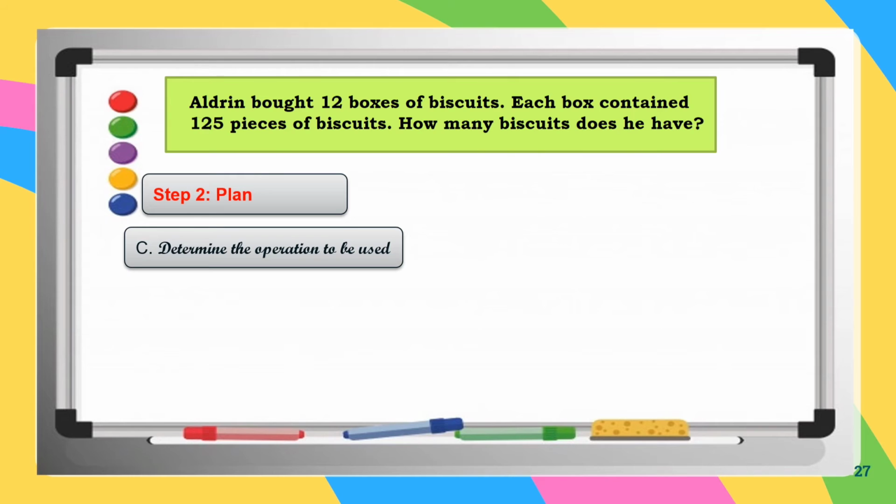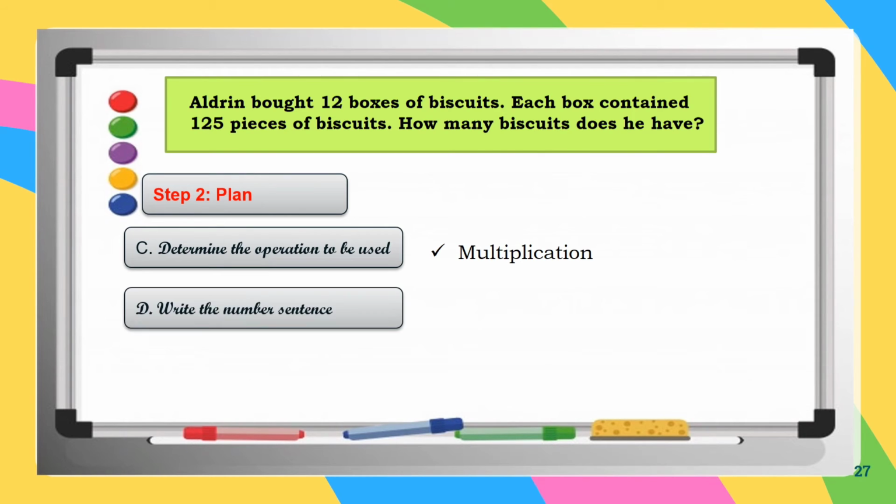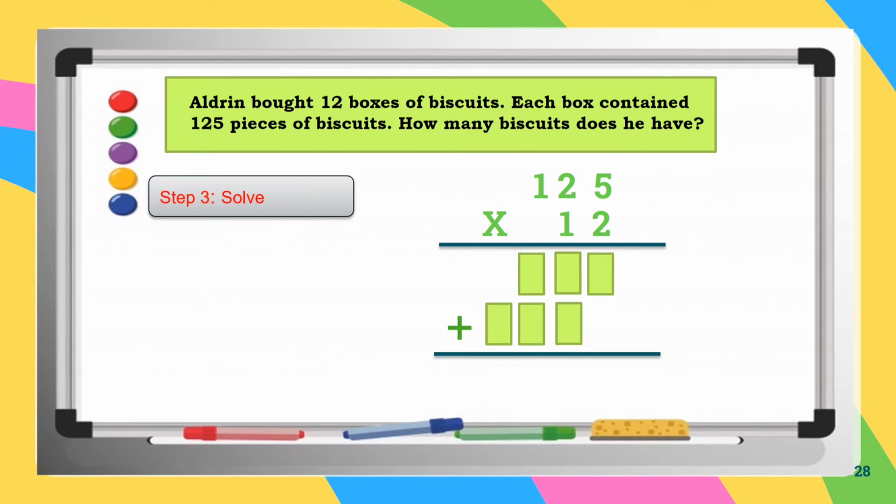Next is to plan. Determine the operation to be used. The operation that we need to use is multiplication. Write the number sentence. Our number sentence is 125 times 12 is equal to n. Step 3 is to solve. Let us multiply 125 and 12.